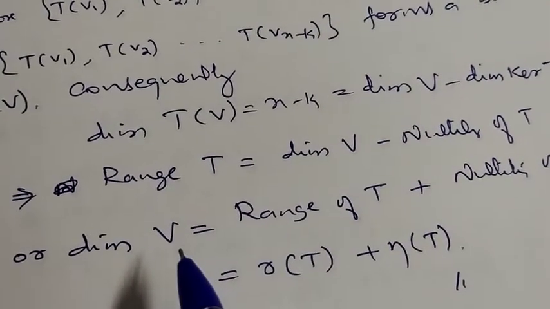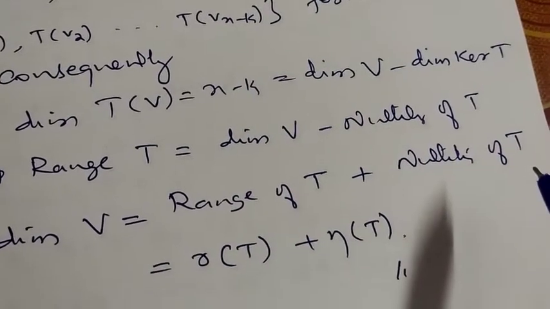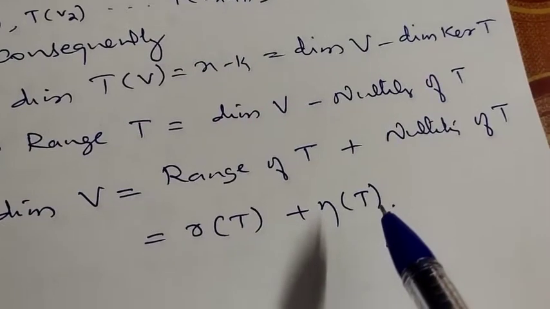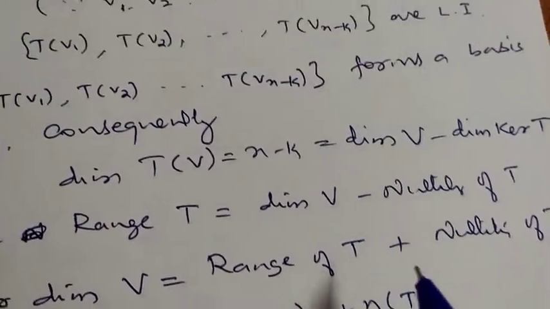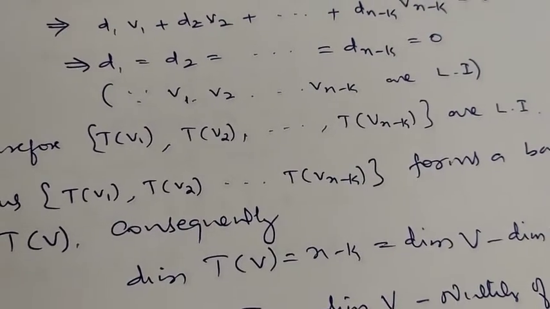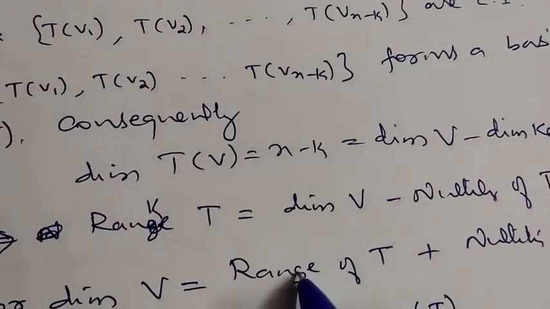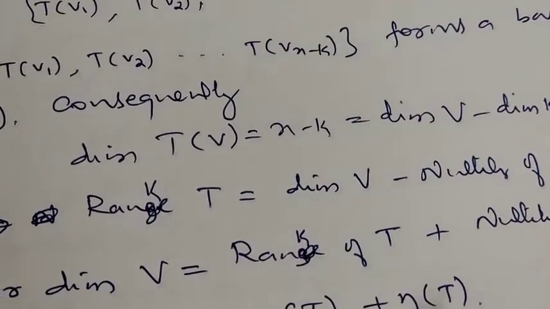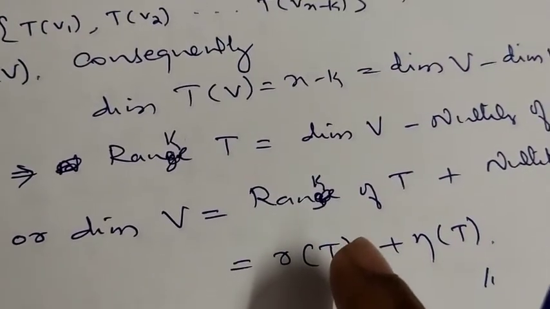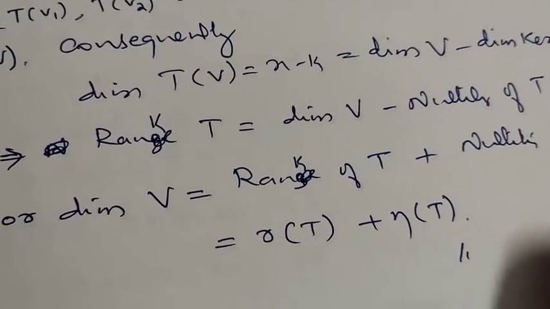This implies the dimension of V is equal to the dimension of the range of T plus the nullity of T. The dimension of T of V is the rank of T. So the dimension of V is equal to the rank of T plus the nullity of T. This is Sylvester's law.